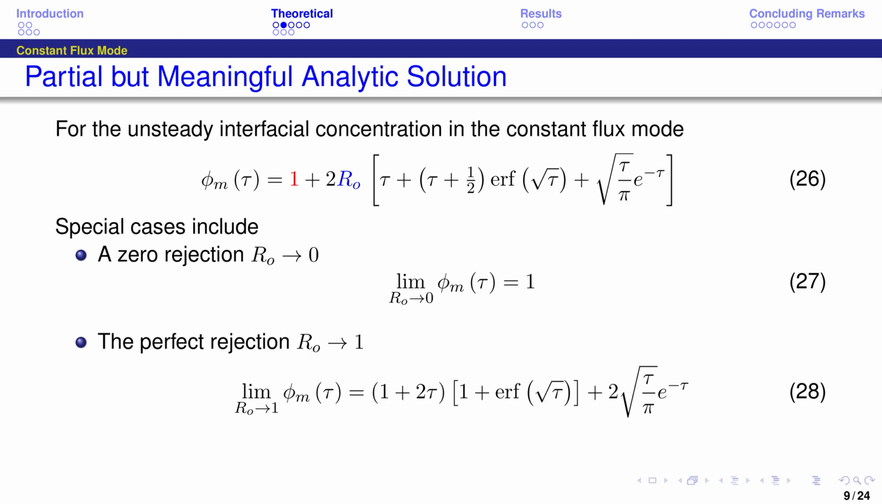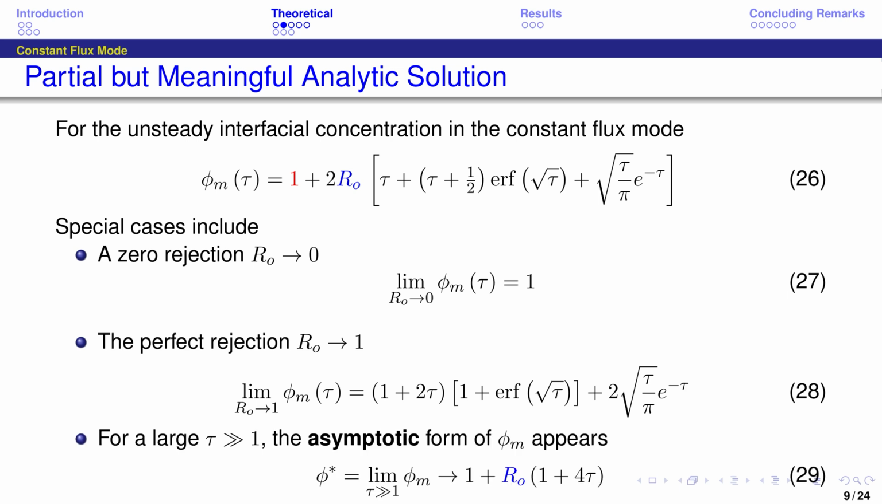Second, if the rejection is perfect, and therefore the rejection ratio reaches 1, we can simply drop the observed rejection ratio and reorganize equation 26 to provide equation 28. Third, when the filtration time is long enough, the error function converges to 1 and the exponential decay term disappears. In this case, the interfacial concentration is simply a linear function of the elapsed filtration time. By considering these three special limits, we indirectly verify the rigor of the analytic solution of equation 26. Equation 29 is quite simple and valid as long as the dimensionless time is greater than 1.